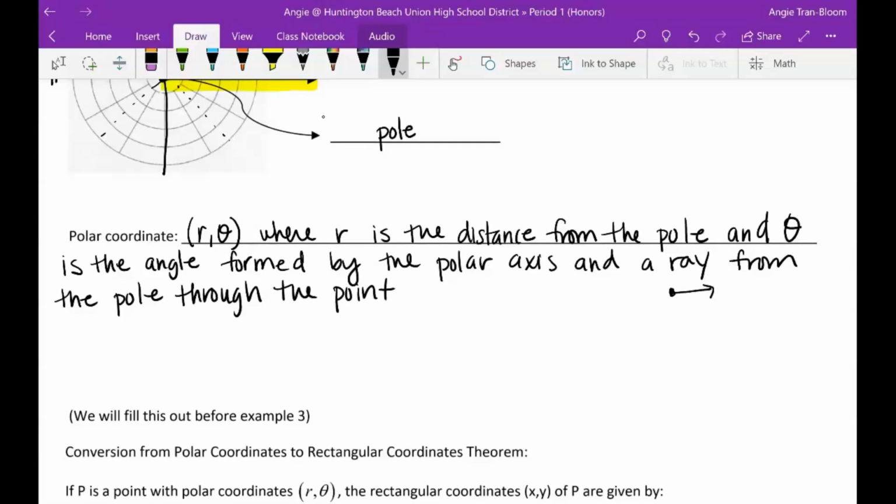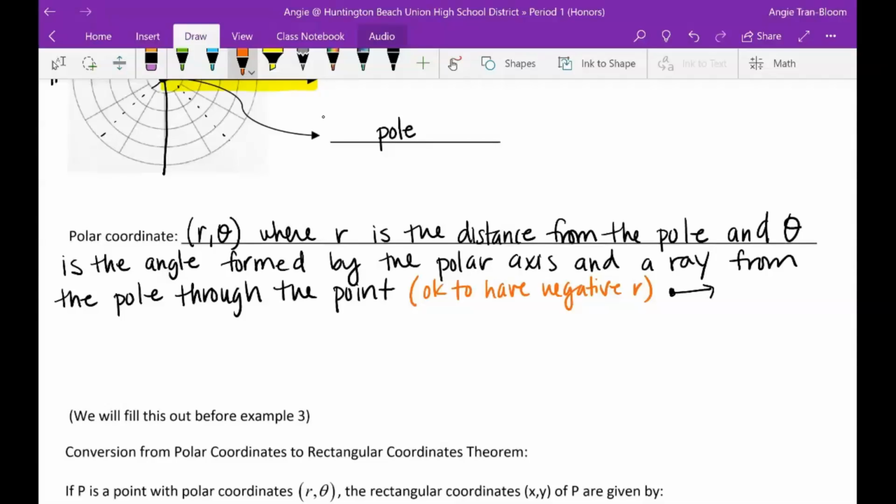Just so we have a better understanding, we will now have negative radius as well. We are used to having negative theta, because we know if we have negative theta, we are going clockwise. Now we have negative r. That means we're going to go the opposite direction.